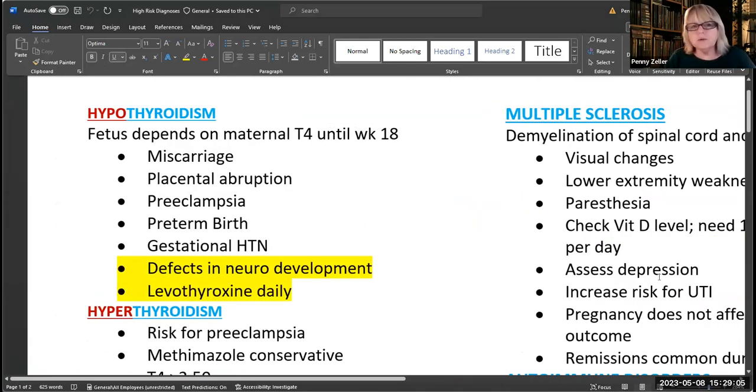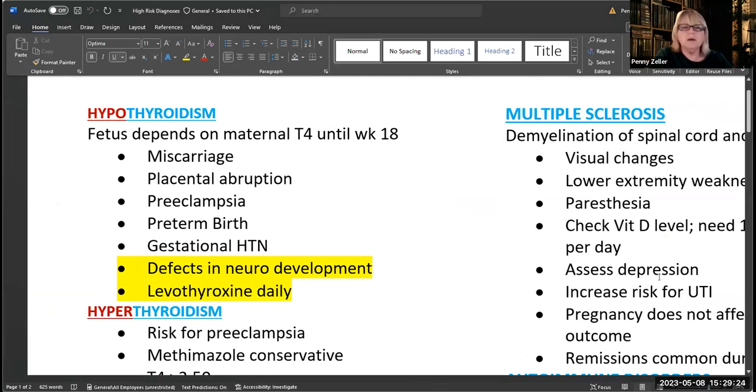Now you'll notice in this document, I've got yellow highlights. Okay. That means you don't have to know everything on here. But I want you to get the idea that if there is a pre-existing disease, it's going to affect the pregnancy or vice versa. Pregnancy could affect the disease.